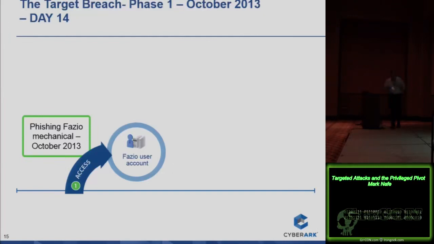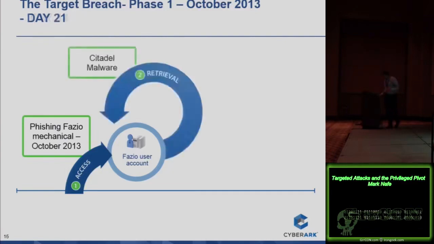So what they found in order to get into Fazio is they did a little phishing attack, a spear phishing attack. They got into an individual's computer in Fazio, and on that computer they ran Citadel malware. Maybe you know Citadel, maybe you don't. It's old. Citadel's been around forever. Go to GitHub, download the code. It's there. It's been there forever.